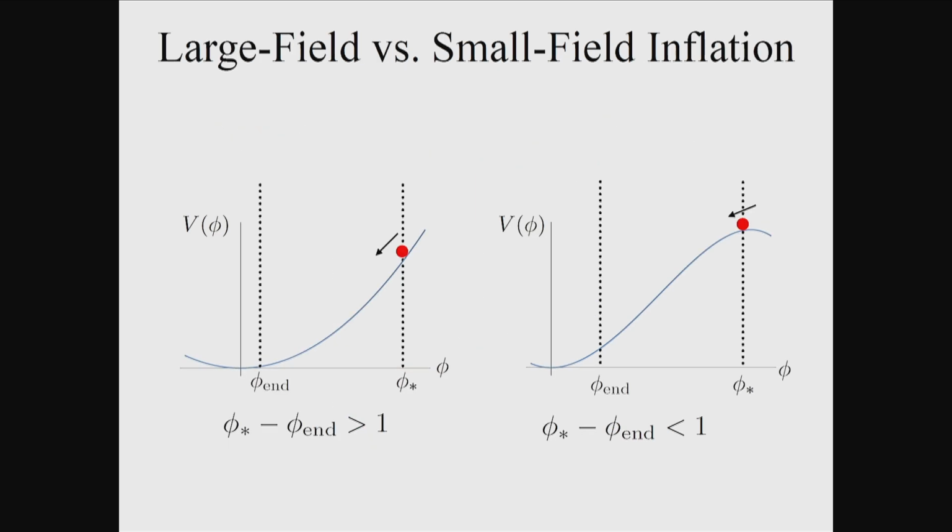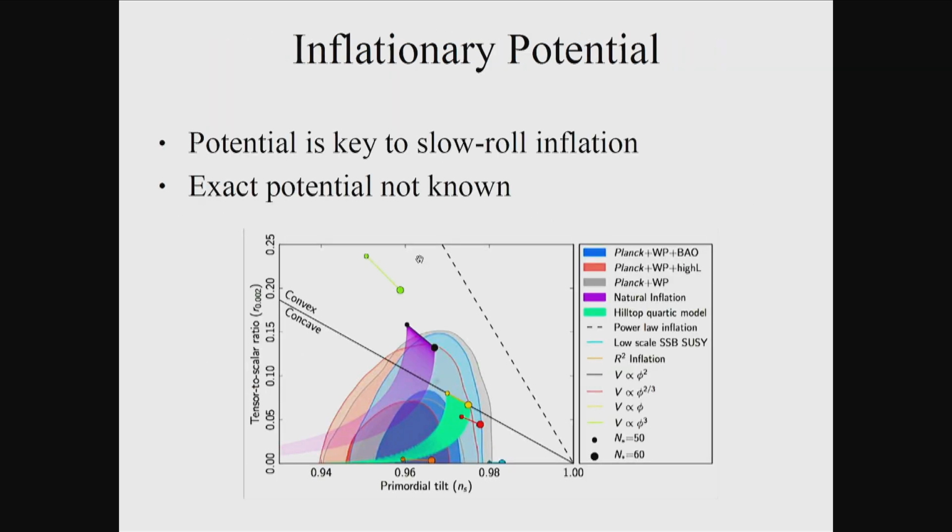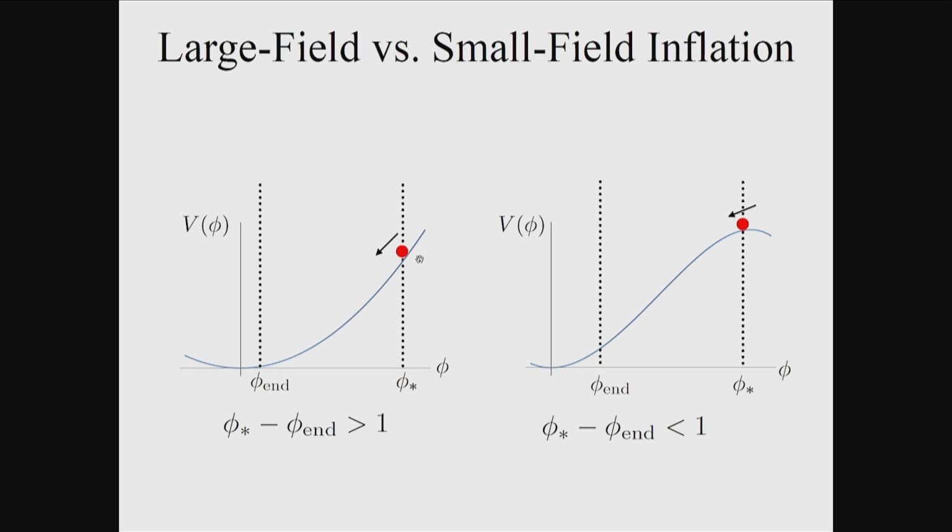One last point on inflation is that models of inflation can be generally sorted into one of two classes. Large field models have the property that the field moves a distance greater than 1 in Planck units, and small field models have the property that it moves a distance smaller than 1.